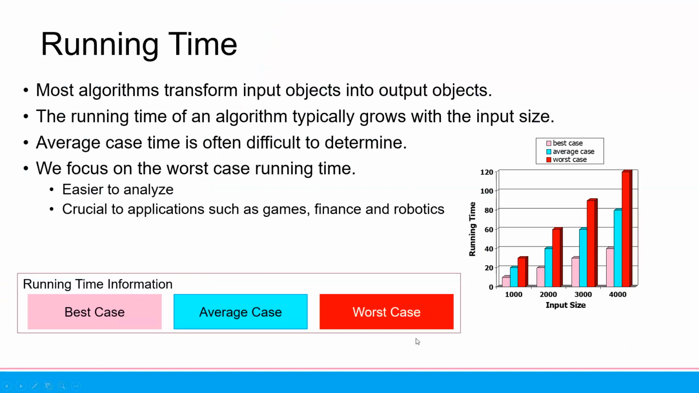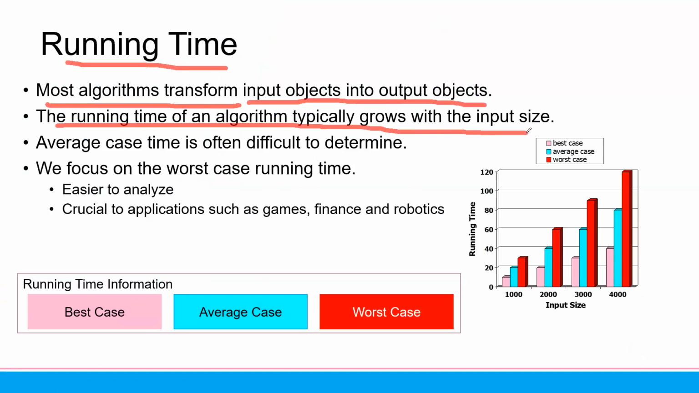Running time analysis. In the algorithm, the running time is a very important performance measure. So most algorithms transform the input objects into output objects. And the running time of an algorithm typically grows with the input size. Average case time is often difficult to determine. So we focus on the worst case running time.